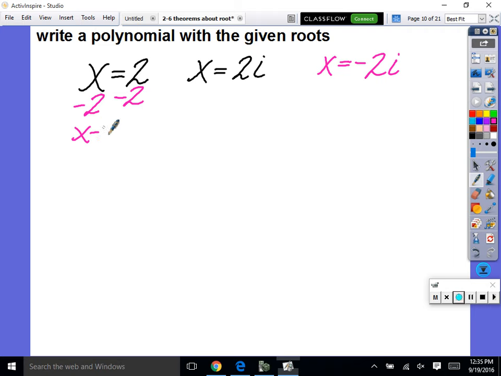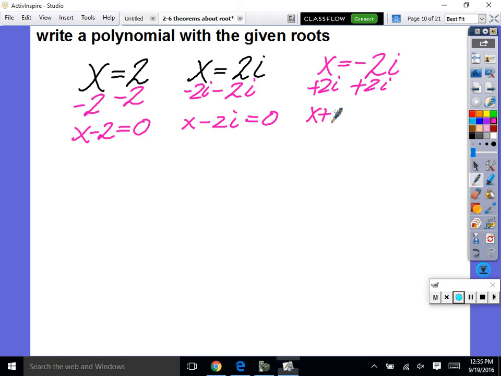X minus 2 equals 0, correct? If x is equal to 2i was a solution, then the linear factor was x minus 2i equals 0. And then add 2i, correct? So x plus 2i would be a root. So before they were split apart by the zero product property, they used to be multiplied together.